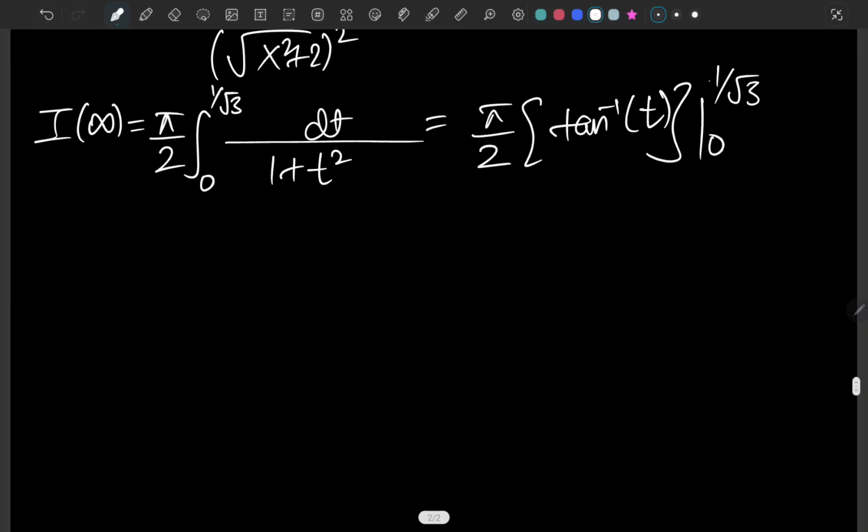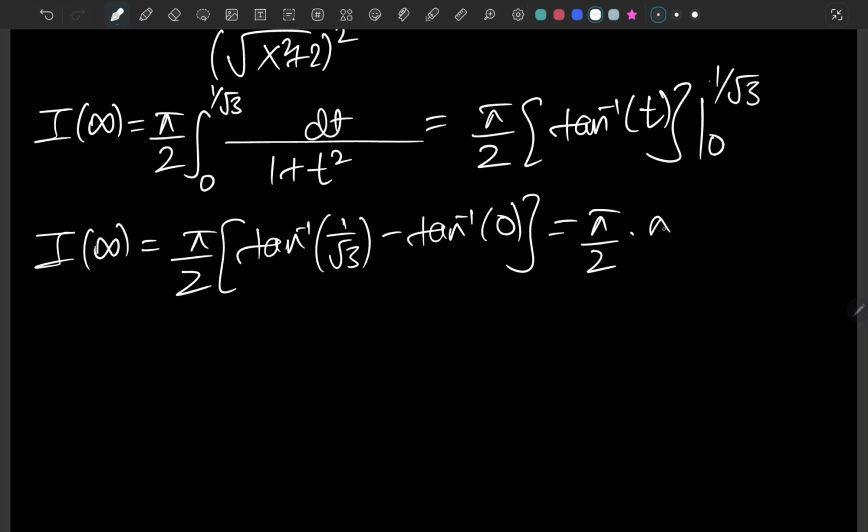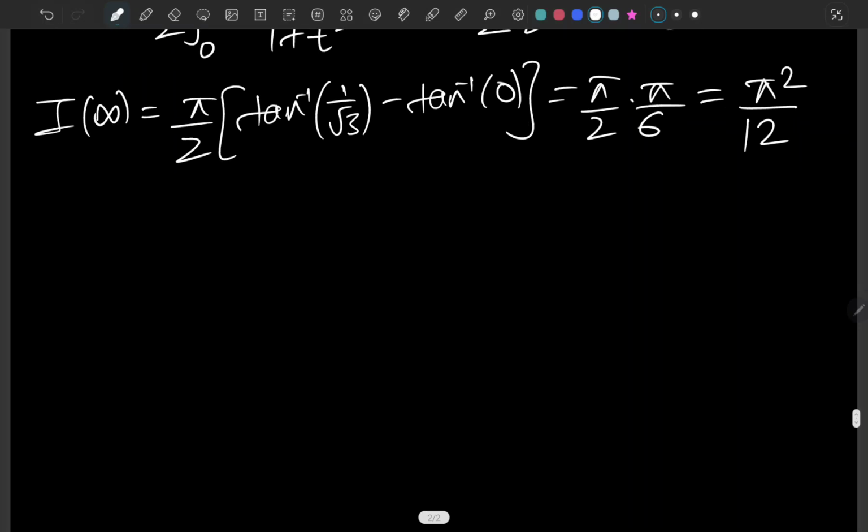So that's going to give us I of infinity is pi over 2 times arc tangent of 1 over square root of 3 minus arc tangent of 0, and that finally evaluates to pi over 2 times pi over 6, right? And that is pi squared over 12. So the work we did for I of infinity evaluates to pi squared over 12.